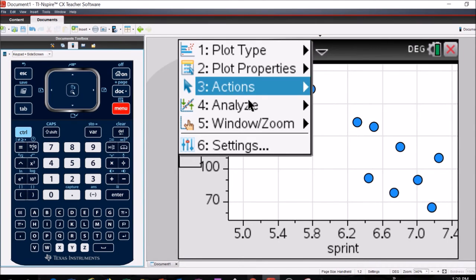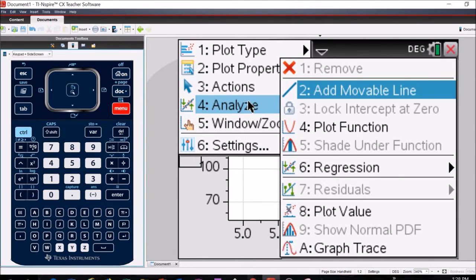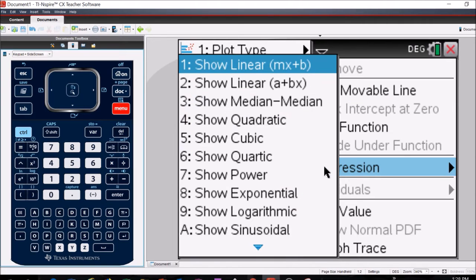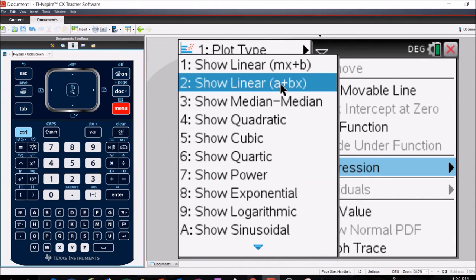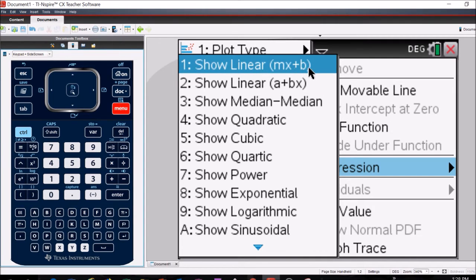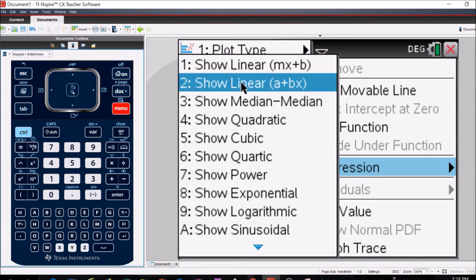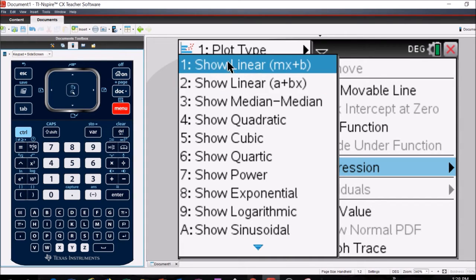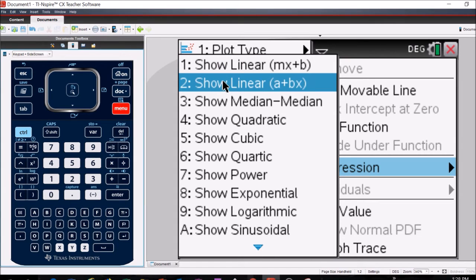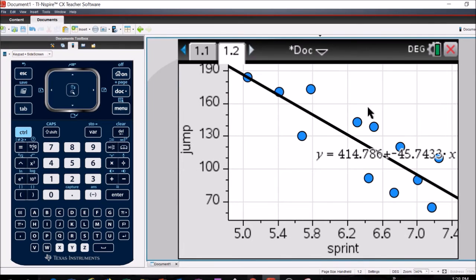Let's go to menu. Let's see what happens in Analyze. Now we have something in here called Regression, and we can show a linear regression. 1 and 2 do the exact same thing, okay? And the first one says mx plus b, so that probably reminds us of our algebra class, maybe from 8th or 9th grade. In statistics, for some reason, they like to use a plus bx, and so that's the one I'm going to pick today. If you really insist on using mx plus b, totally fine, okay? But statisticians are, I don't know, a little different, so they chose to use this. And so that's going to give me the least squares regression line. And so now I have the equation.